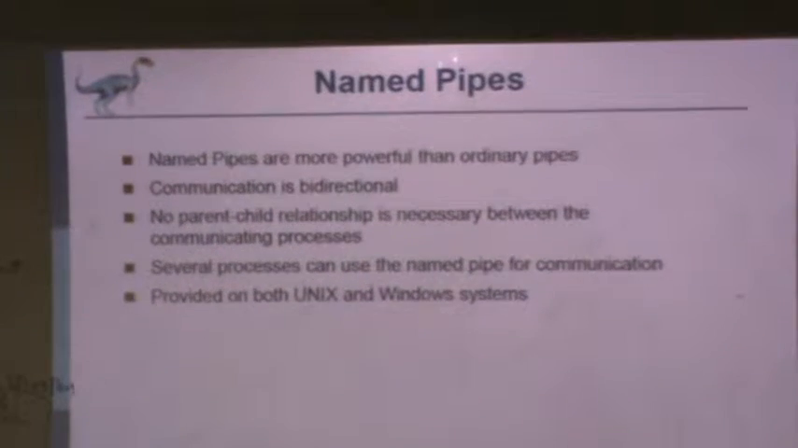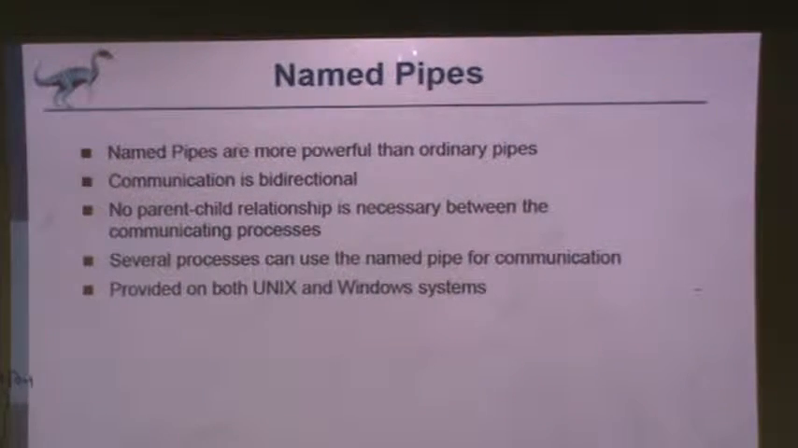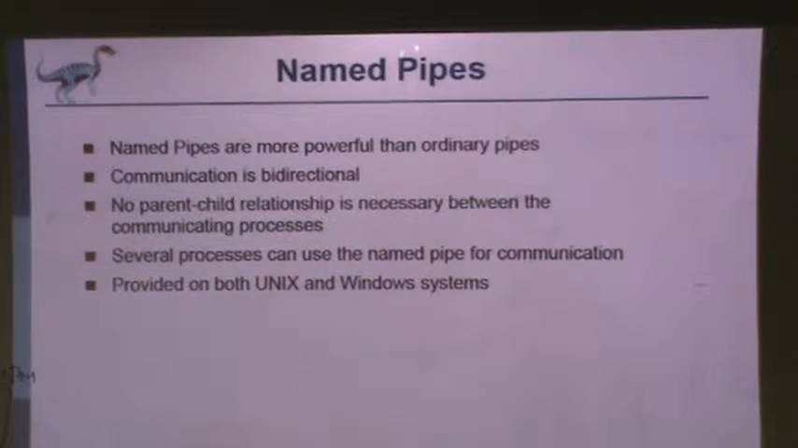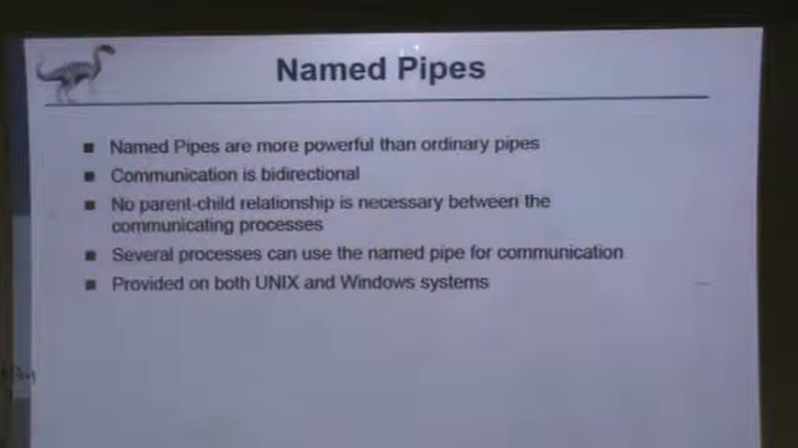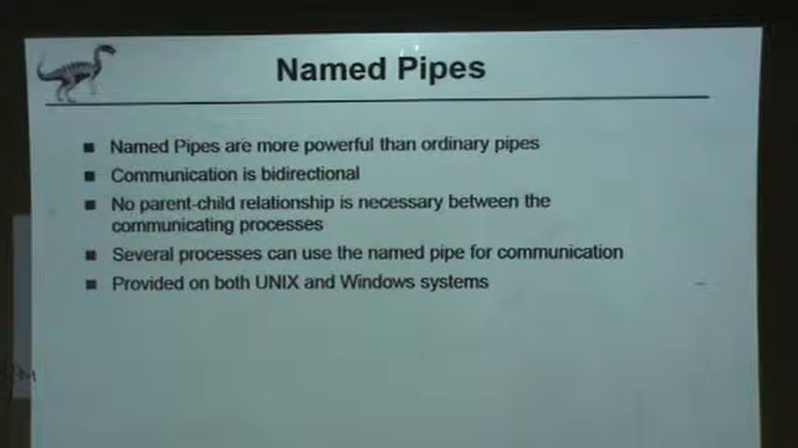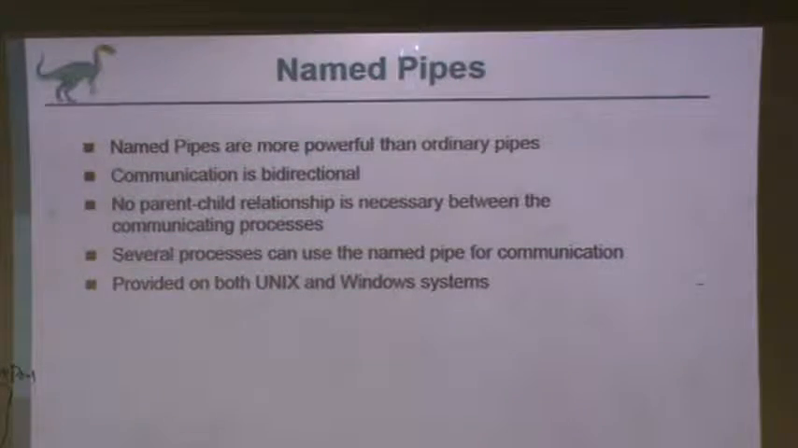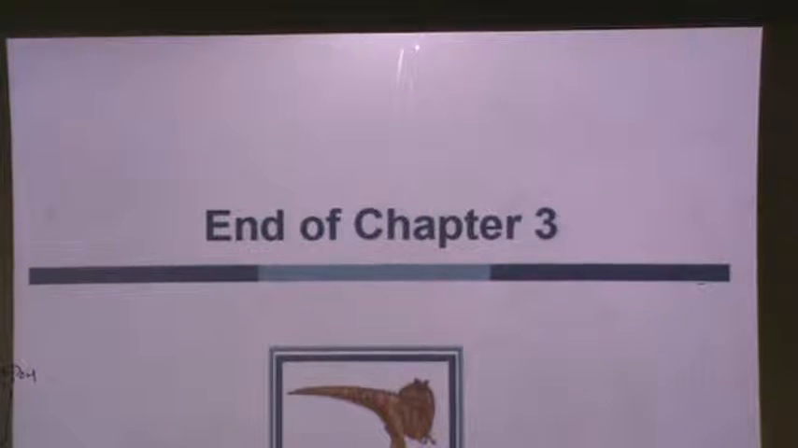So for a named pipe, when you create the pipe data structure for communication, you can specify the name and the file descriptor. Then it can be used by other processes as long as they have the permission and know the name. Okay? There's no parent and child relationship. Also, the named pipe is usually bi-directional, which means that any process that knows the name of the pipe can provide data and receive data also. Okay? So that's the end of chapter 3, process management.